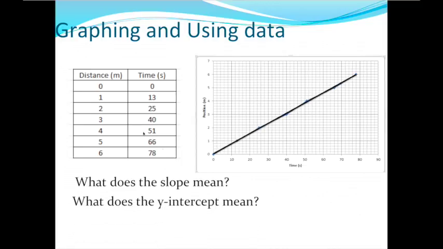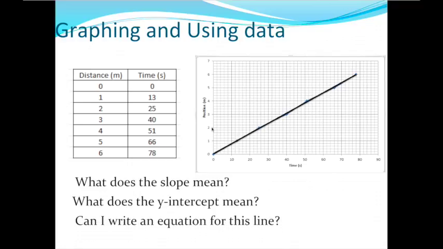What does the y-intercept mean? In this case, y-intercept is our initial starting position. So I said we're starting here, that's a 0 position. If someone would have started ahead of me and they were, let's say, 2 meters, they could have started here. And then there were a few meters ahead of me when they started. We started at the same time, but they had like a head start.